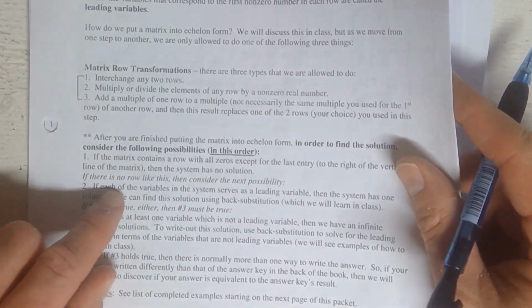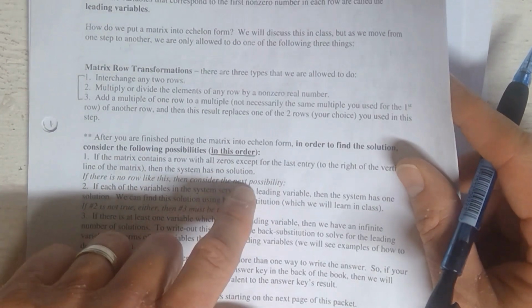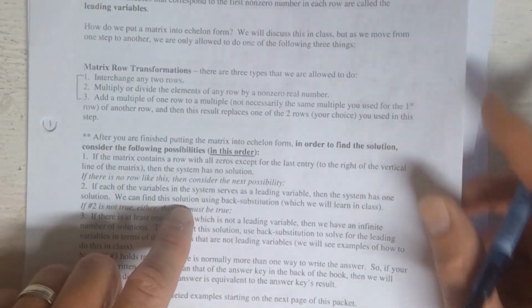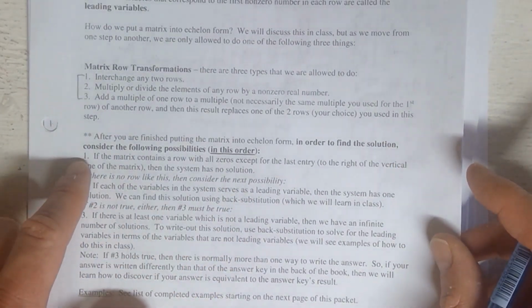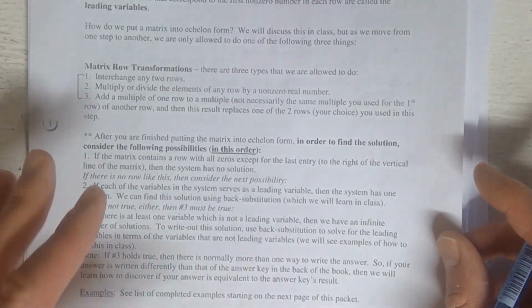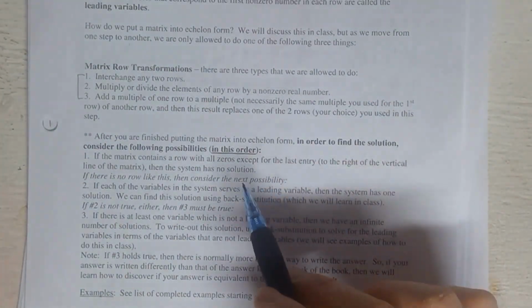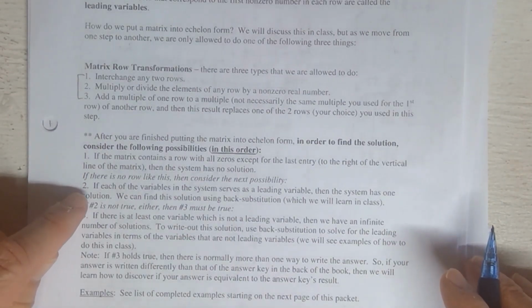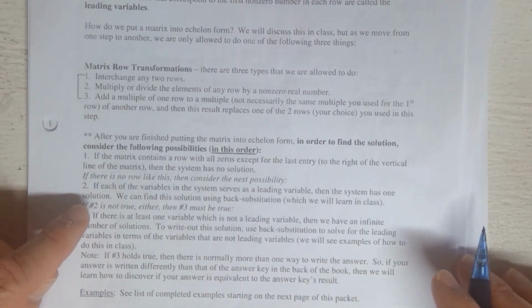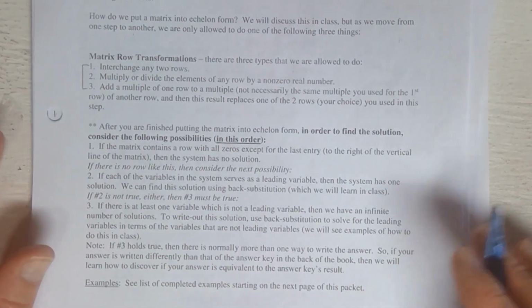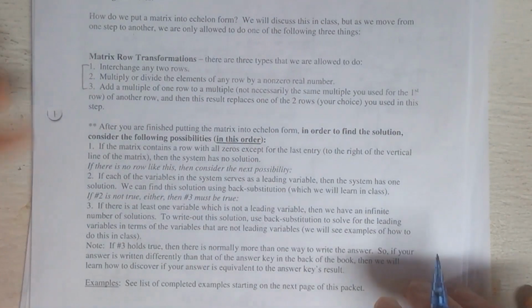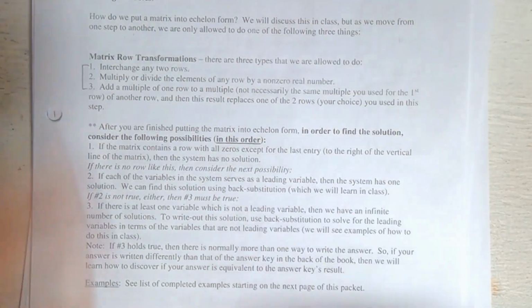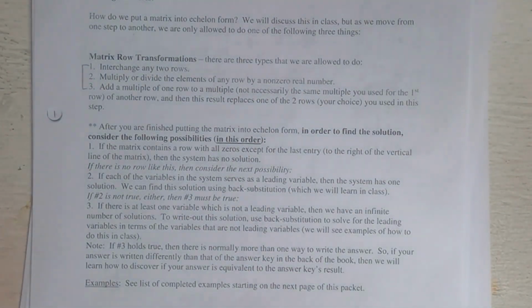It says if there's no row like this, then consider the next possibility. So if number 1's not true, then move on to number 2. If it was true, then you stop right there and you'd say, hey, there's no solution, and then the problem is complete. But since that's not the case, I'm going to read step 2 now. It says, if each of the variables in the system serves as a leading variable. Okay, stop right there. A leading variable, you guys, that means that that variable has a leading number.